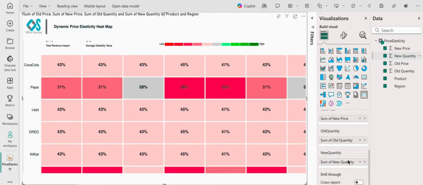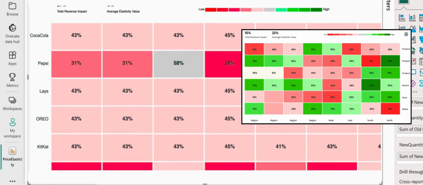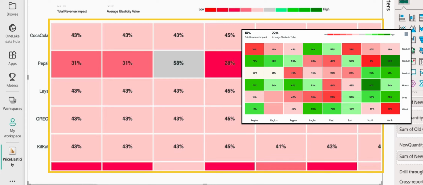So what is a price elasticity heat map? It is an economic measure that indicates how much the quantity demanded of a good or a service changes in response to a change in its price.